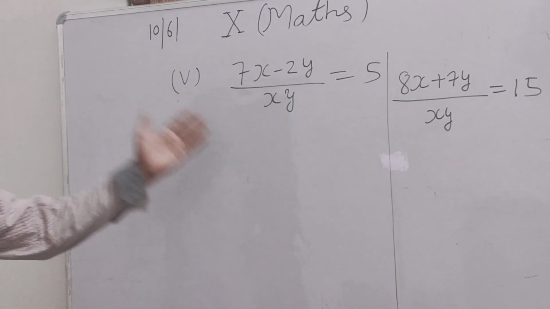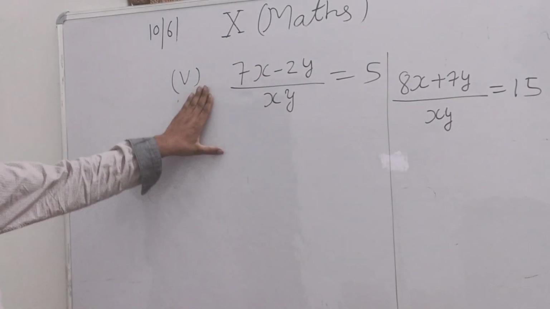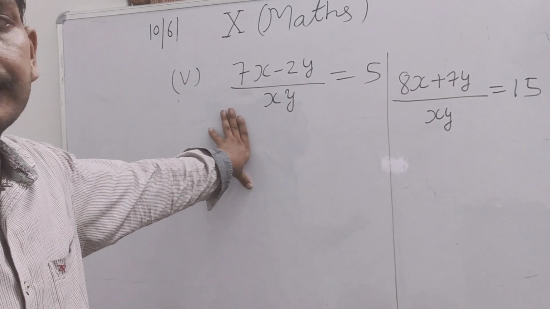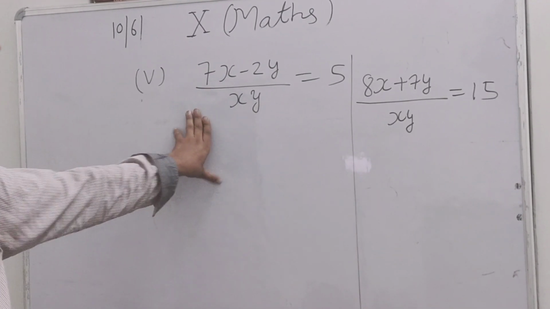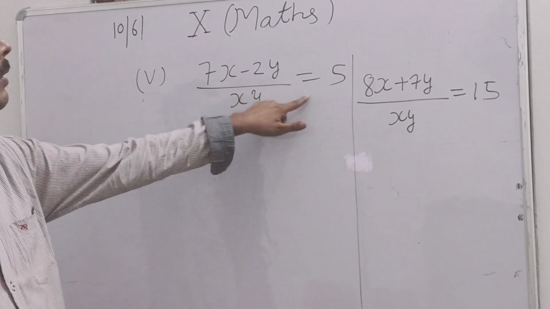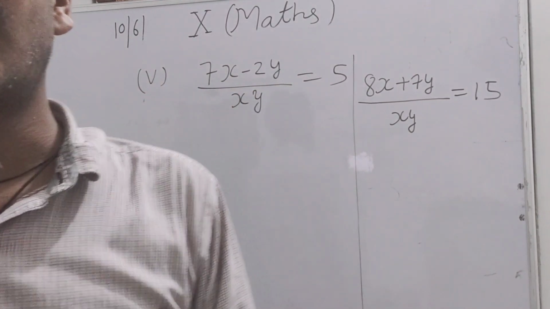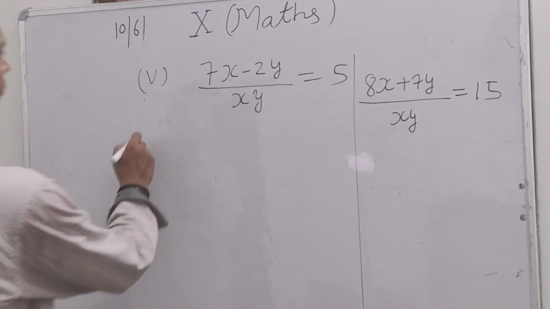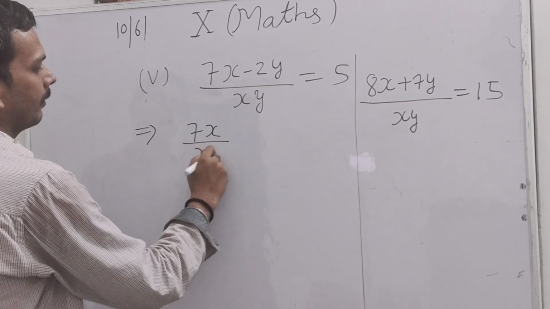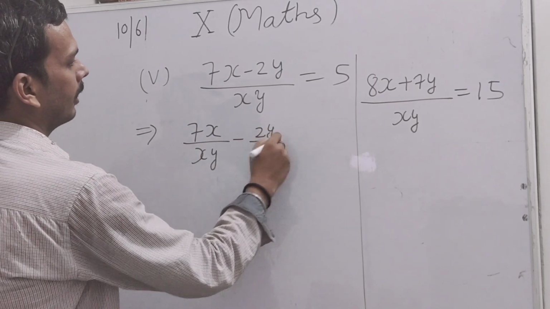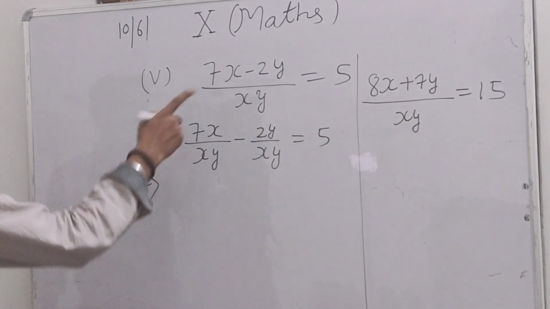So now in the continuation of the last question, we will start the fifth part of exercise 3.6 NCERT. The question is (7x minus 2y) upon xy is equal to 5. So how will we solve this type of question? Now you know that it is a monomial denominator. So you will divide: 7x upon xy minus 2y upon xy is equal to 5. It can be divided in this way.